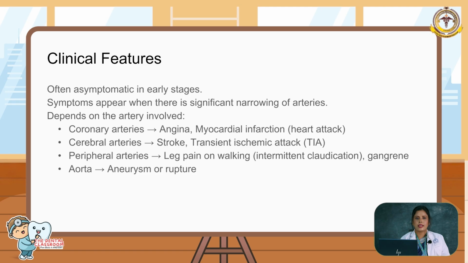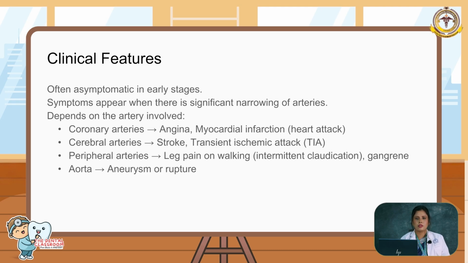What if it involves cerebral arteries? What is cerebral arteries? The arteries which supply your brain. So when there is atheroma plaque formation in your coronary arteries, it presents as MI or angina. When it involves cerebral arteries, it presents as stroke. What is stroke? When there is loss of blood supply to a particular area in the brain, it presents as weakness.